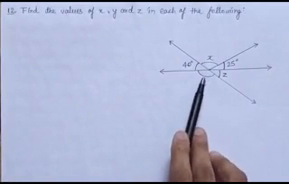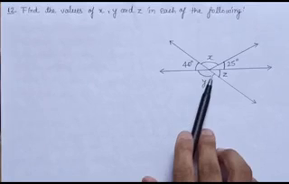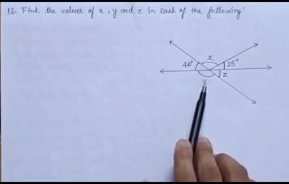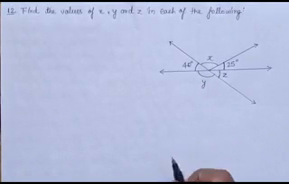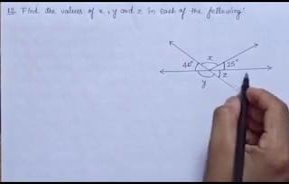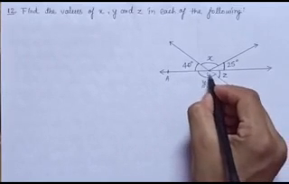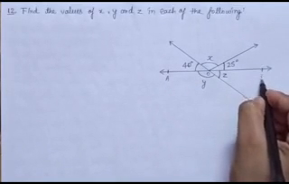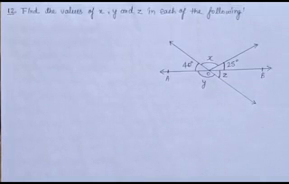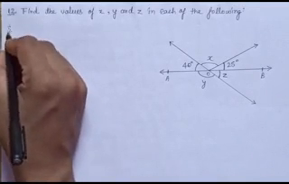The next question we have: find the values of x, y and z in each of the following. So here we have the adjoining figure, and with the help of this figure we have to find the values of x, y and z. So let us name this straight line. This is A, this is O and this is B. Here you can see clearly that AOB is a straight line. So let us see the solution.